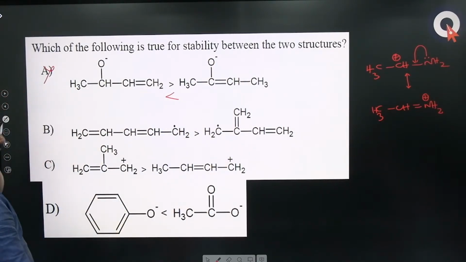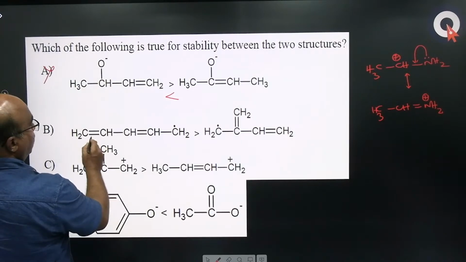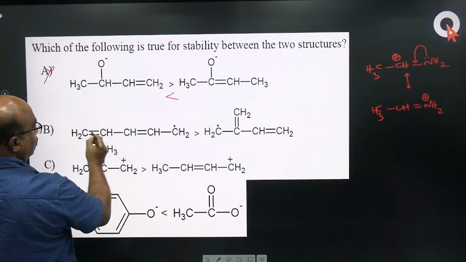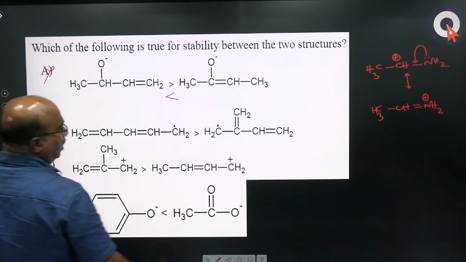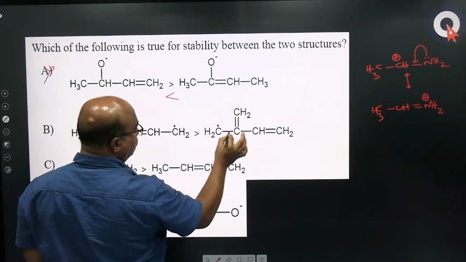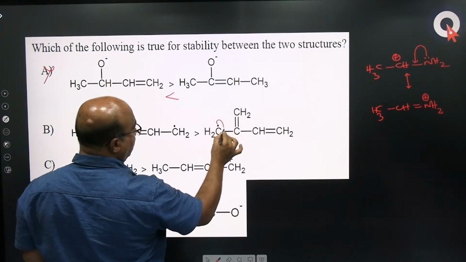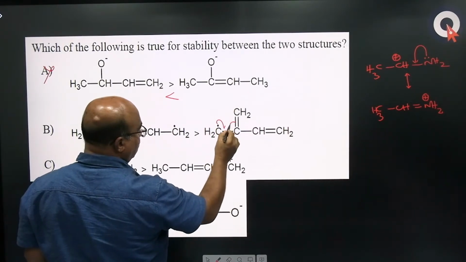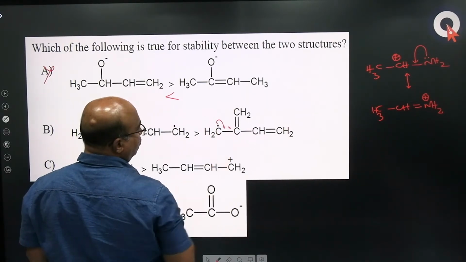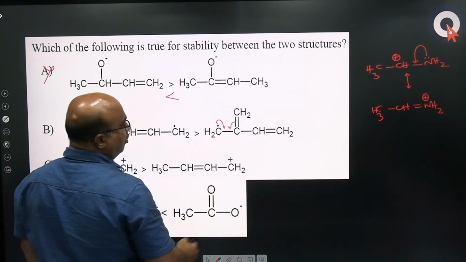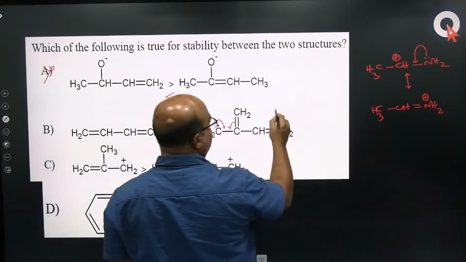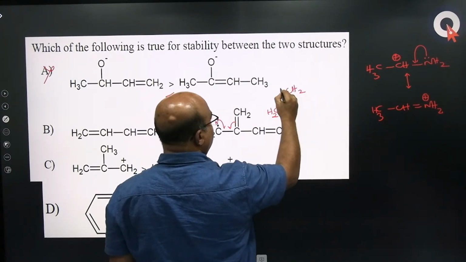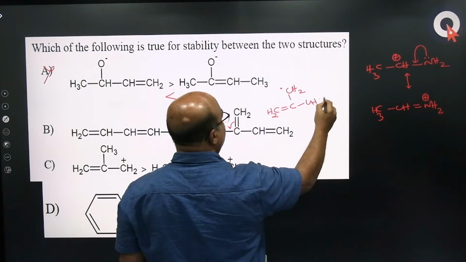Next, this one. Here this carbon double bond and this radical are all in continuous conjugation. You can write the resonance, but this negative charge will come like a pi bond here. One of the pi bond electrons comes to form a double bond here. So the resonance structure of this is: you write CH2 double bond C, CH2 dot, CH double bond CH2.